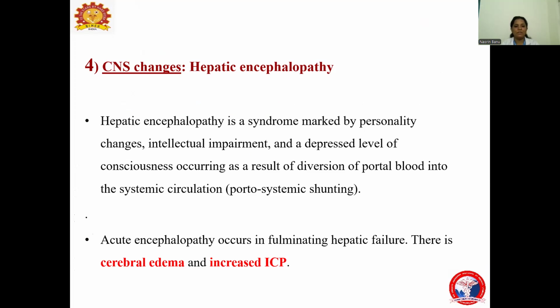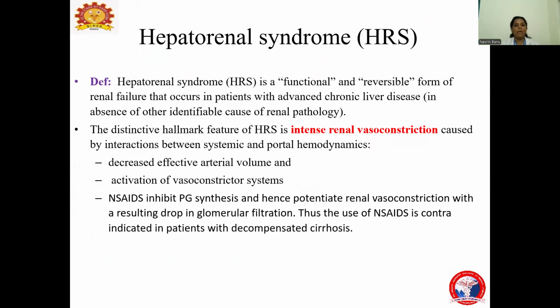Hepatic encephalopathy is a syndrome marked by personality changes, intellectual impairment, and a depressed level of consciousness, which occurs as a result of diversion of the portal blood into the systemic circulation, that is portosystemic shunting. Acute encephalopathy occurs in fulminating hepatic failure. There is cerebral edema and also increased intracranial pressure.